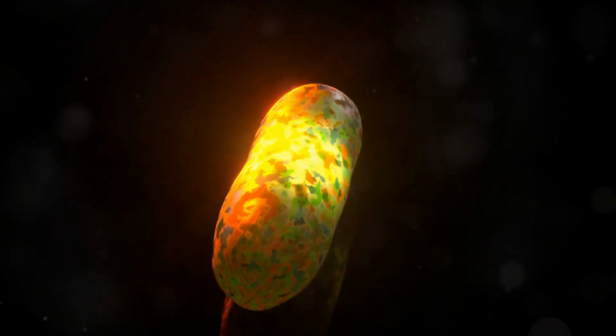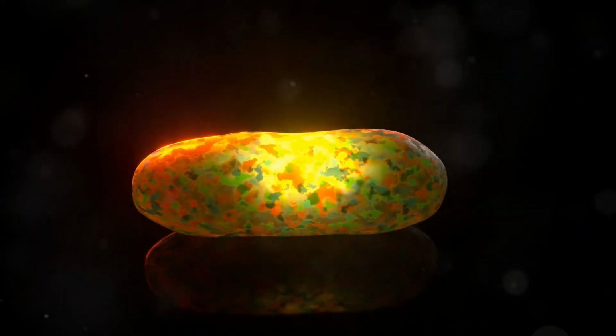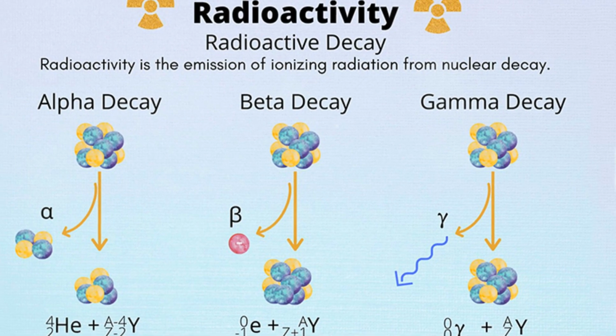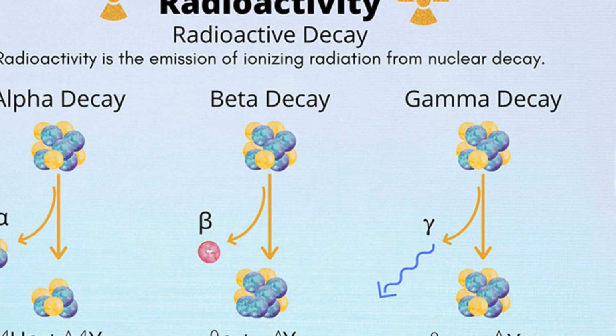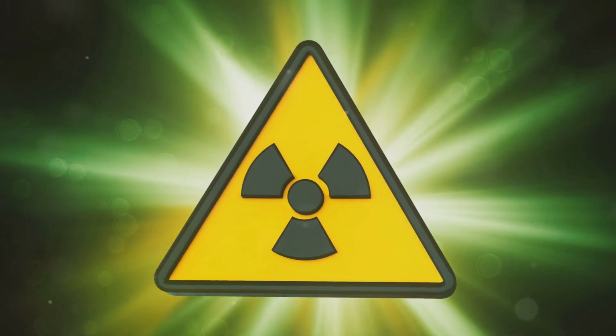Radioactive decay produces several types of radiation, each with unique properties and behaviors. The most common types are alpha, beta, and gamma radiation. These are like three different instruments in an orchestra, each producing a distinct sound. Let's tune in to their individual melodies.